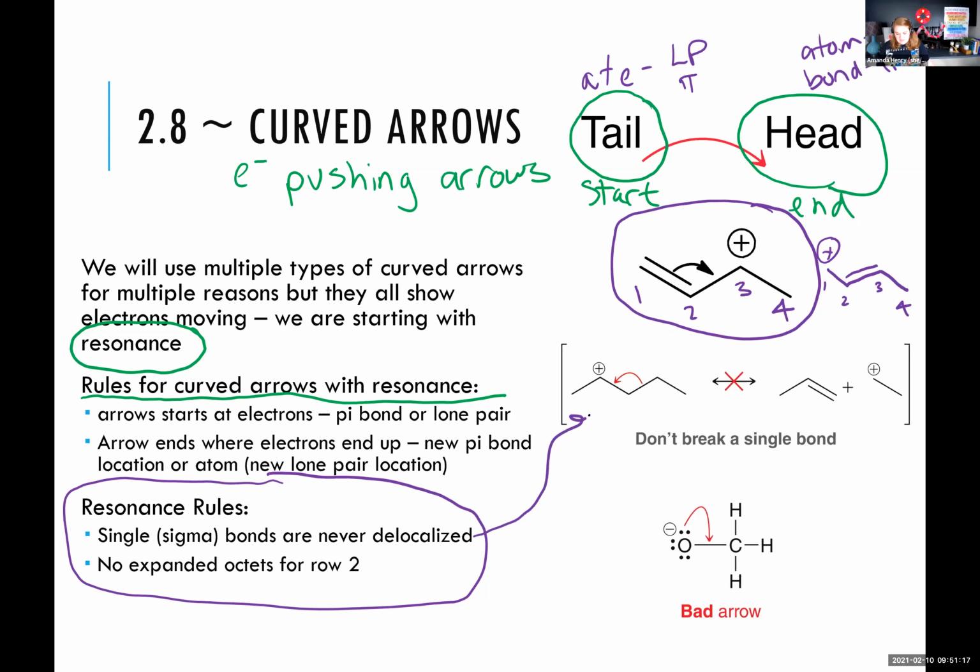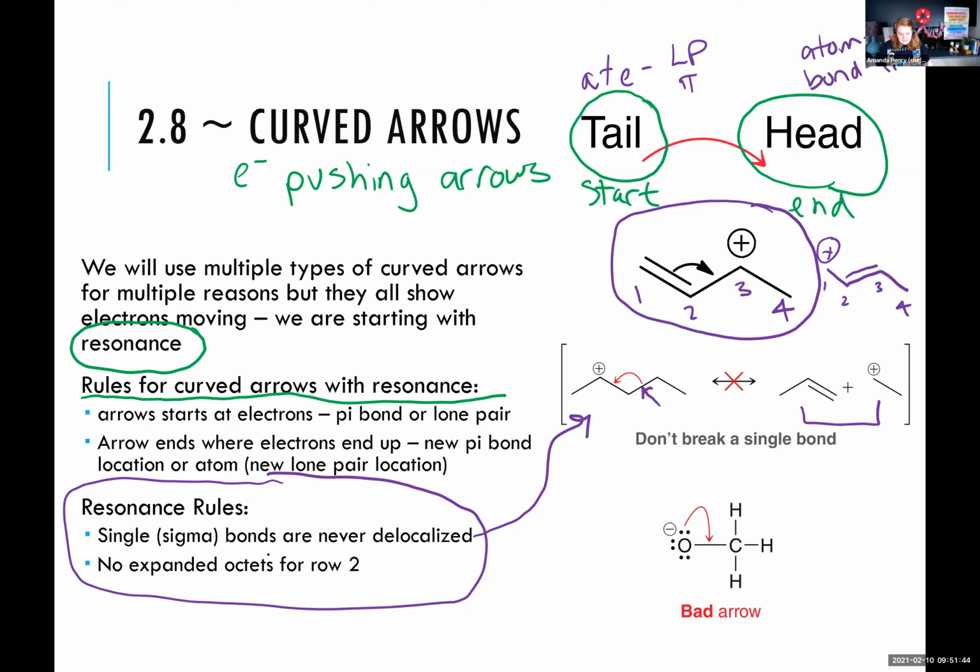That's what this is showing up here. So that arrow is showing a bad example. It's showing something we're not going to do, but it's showing it start at that single bond or that sigma bond. And when that occurs, it breaks the molecule in half. This is not resonance. I'm not saying this can't happen, but it's not representing resonance. It's representing a chemical reaction taking place.